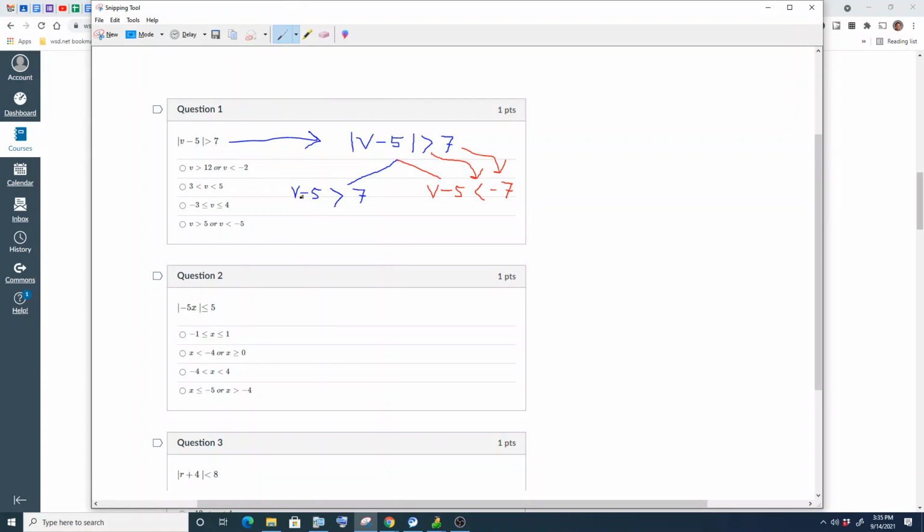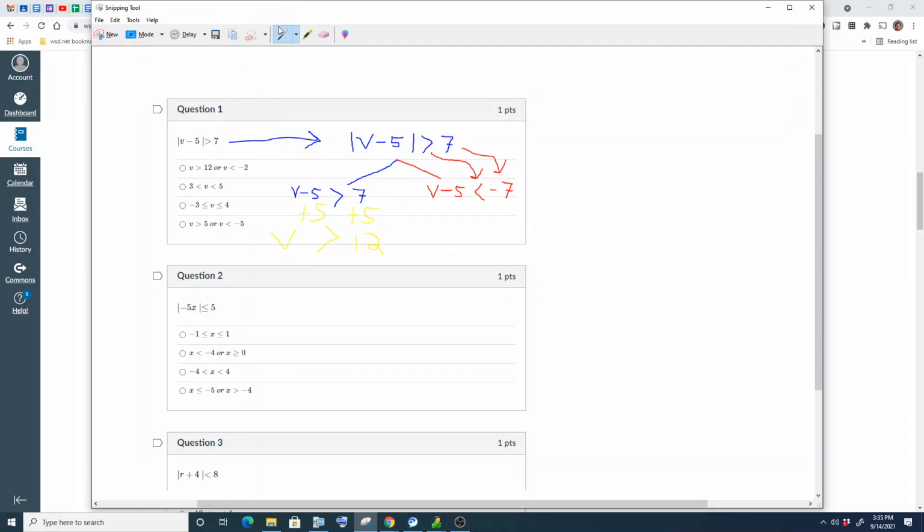Okay, there we go. So we're going to solve for v by adding. So we're going to go ahead and add 5 to the other side. I don't even know if you can see that. Yellow's kind of light. It's okay. I like it. So we're going to add 5 to the other side, add 5 to the other side. So we end up with v is greater than, and then 7 plus 5 is 12.